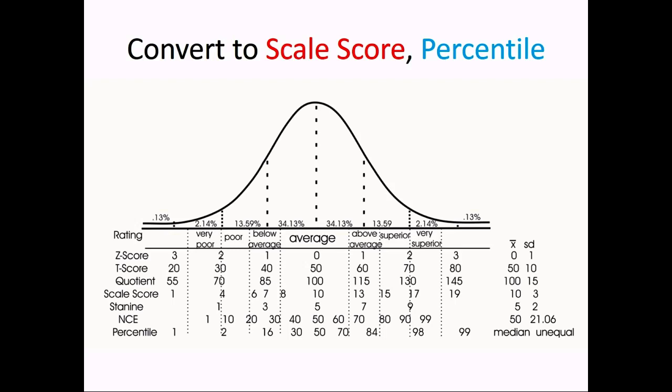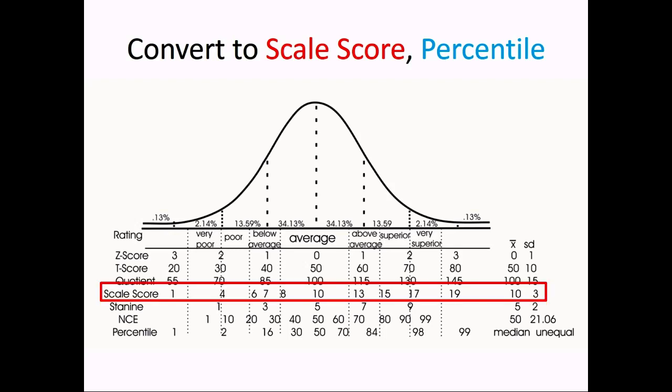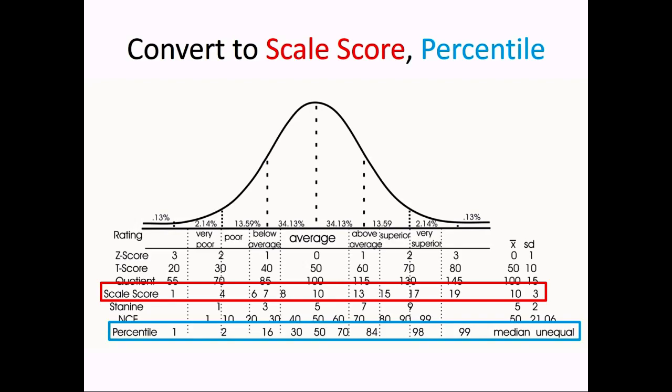We talked about how percentile scores are pretty weak scores statistically, and that a stronger score to report would be the scaled score or the normal curve equivalency, the NCE, that's right above the percentile. There's the scaled score, there's the percentile score.